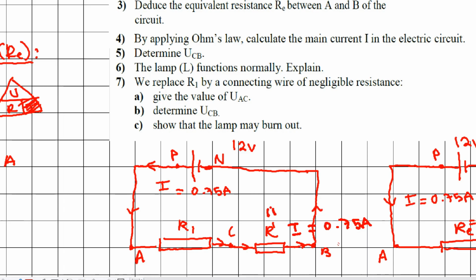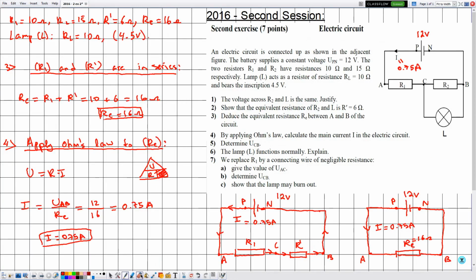and we already calculated the value of R prime, which is 6 ohms. Then applying Ohm's law to R prime, we can determine the value of the voltage UCB. Then let's apply Ohm's law to R prime.